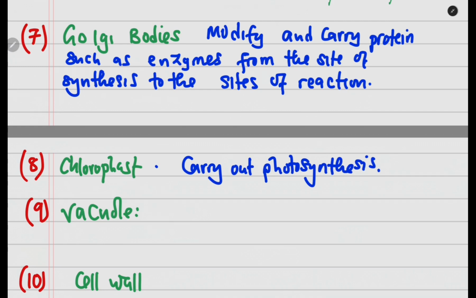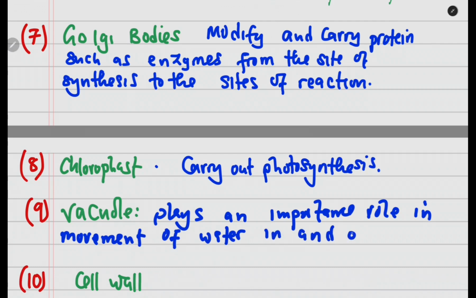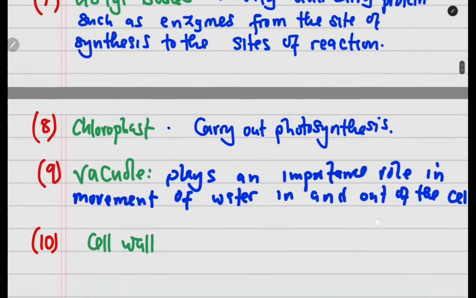So we can say it plays an important role in the movement of water in and out of the cell. So it creates that concentration gradient for osmosis to take place.